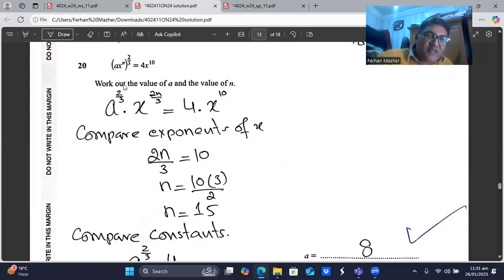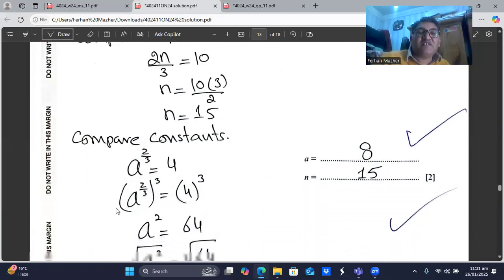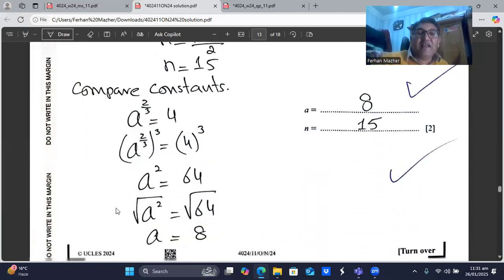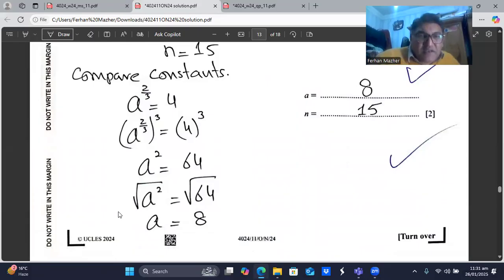Now, this and this should be same. So we compare the constants on both sides. So you will have a raised to power 2 by 3 equals 4. So take the cube on both sides. So get rid of this 1 by 3, so this and this will be cancelled. So a squared is equal to 64. Then I take the square root on both sides. So a will be equal to 8.